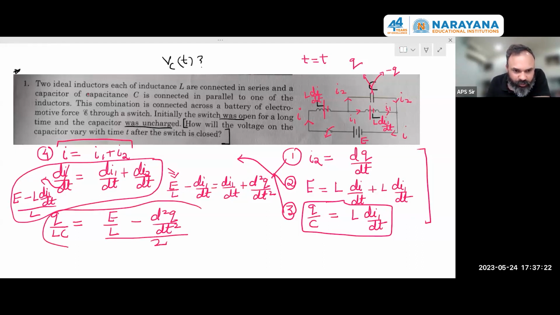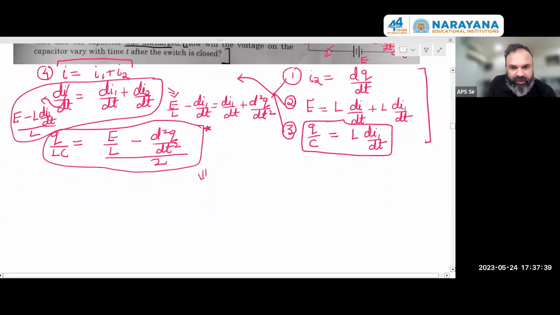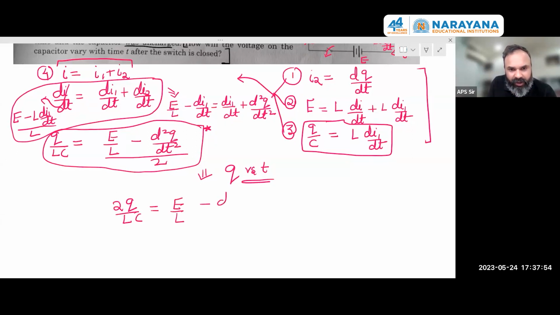Now just focus on this equation, what we have written. If you come to this equation, Q by LC was di1 by dt, and di1 by dt here was E by L minus d2q by dt2 divided by 2. Now we have a single variable which is dependent upon time. So finally, I'm thinking about the q versus t equation. And if you observe this carefully, what you get from this is 2q by LC is equal to E by L minus d2q by dt2.